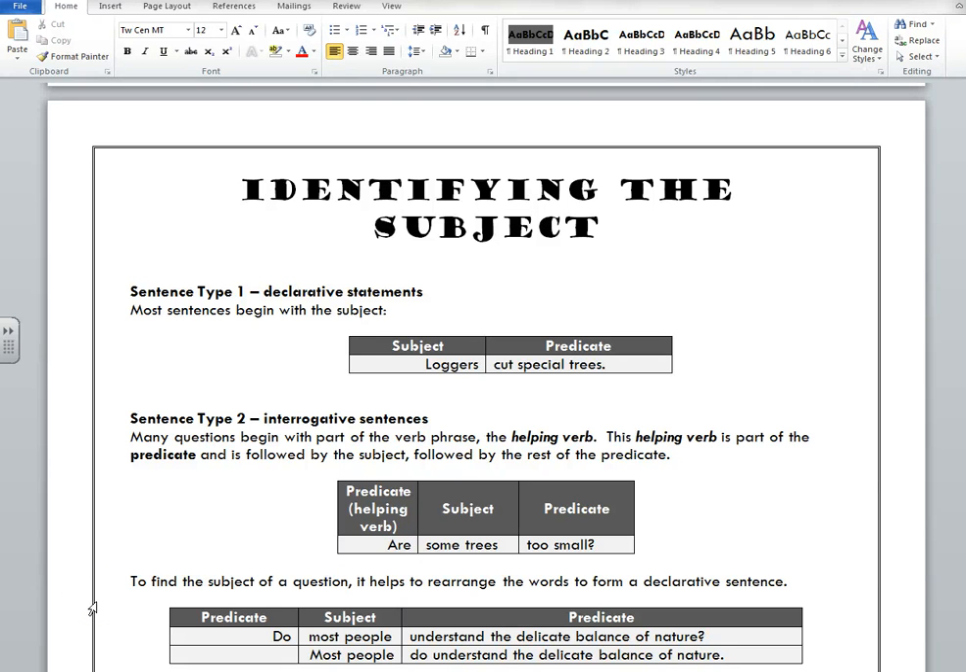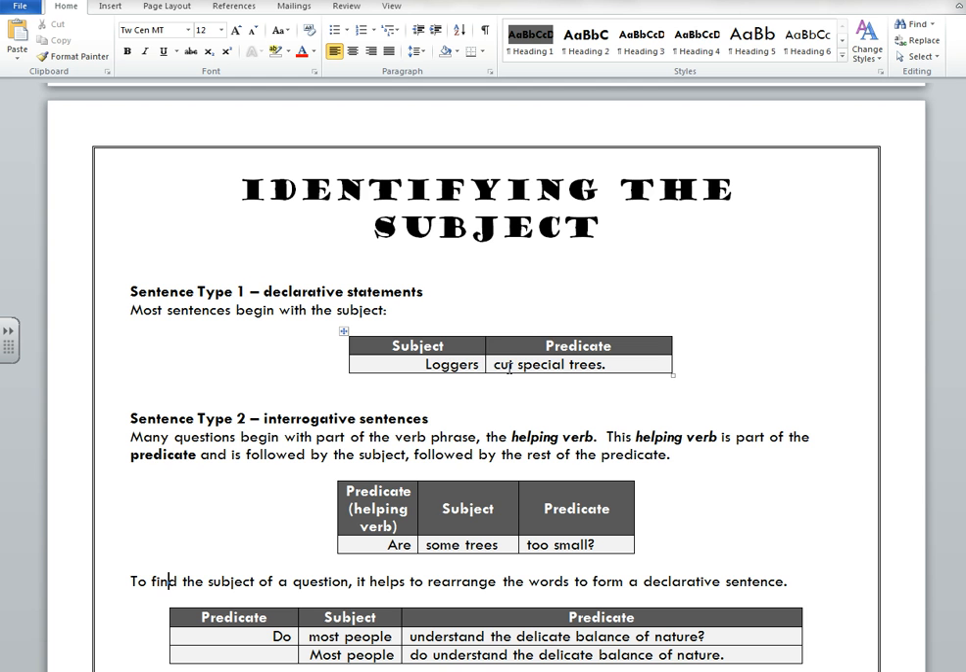Okay, this is the fourth lecture on sentences, and we're going to focus on identifying the subject in different kinds of sentences. So, when we have a simple declarative sentence, finding the subject is relatively easy. You don't seem to be having much difficulty with it. Loggers cut special trees. Our subject is loggers. That's what the sentence is about. And what are they doing? They're cutting trees, so this is your predicate.